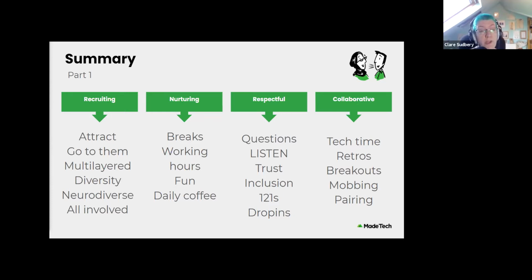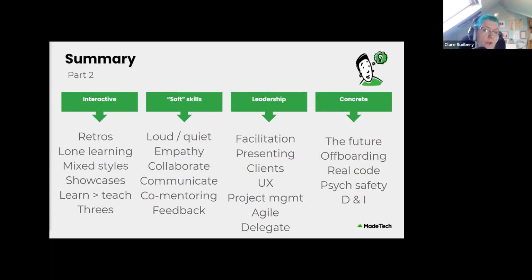We use mob programming to get everybody involved in writing code collaboratively together, and we use pair programming as well for the same reason. We want them to be highly interactive. We want them to be really engaged in their learning. So retrospectives, again, facilitate that. We give them lone learning to do, but we make it interactive. We use several different styles of teaching. We encourage them to showcase what they've learned and what they've built to one another. We encourage them to learn by teaching, and we also put them into groups to review what they've learned.